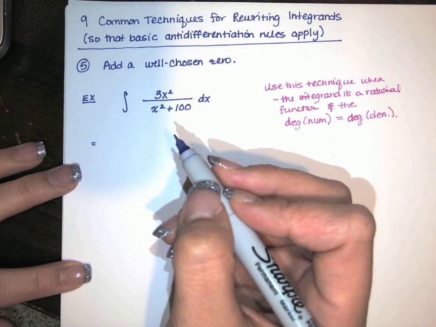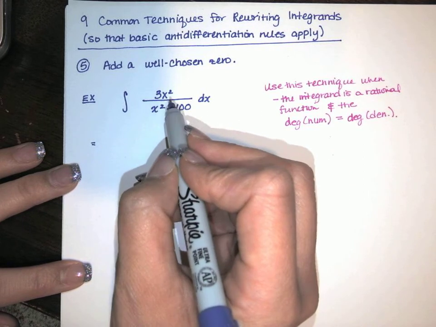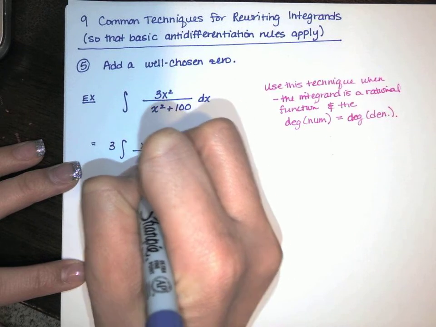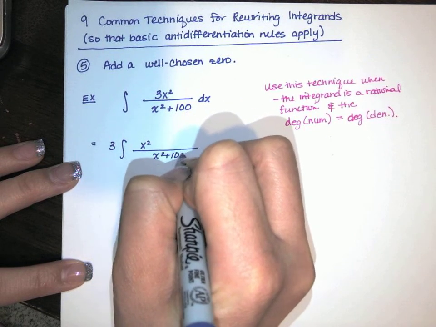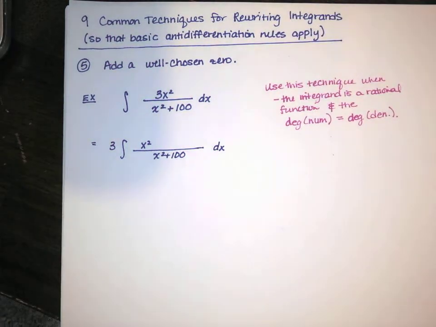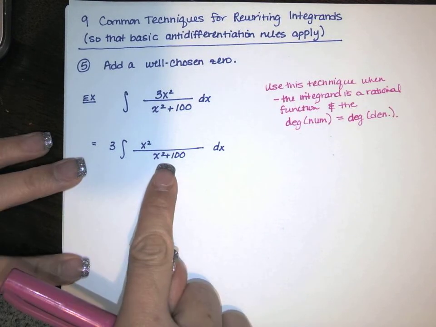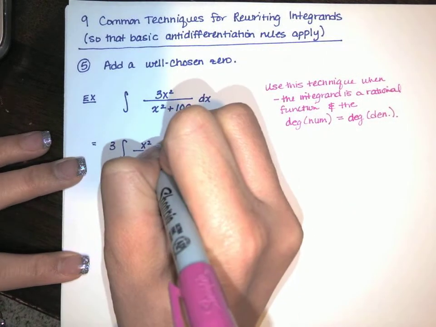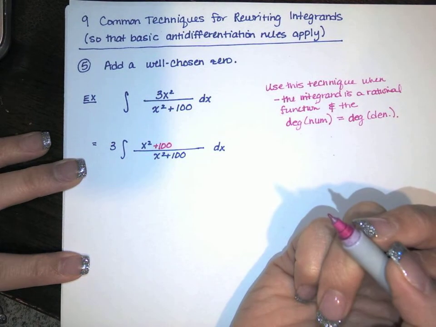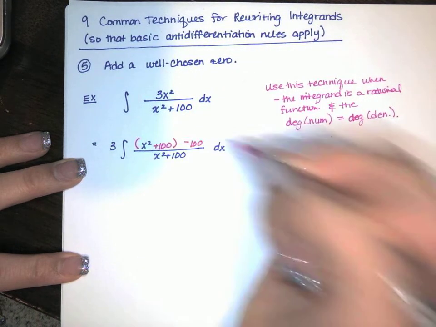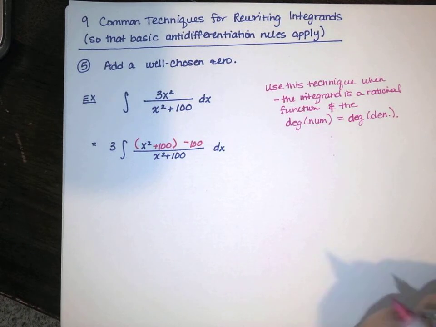The first thing you want to do with the well-chosen zero technique is factor out any constants. So I've got a 3 in front of the x squared, so I'm going to factor that out. And I'm leaving a bunch of space so that I can add and subtract exactly what I want to add and subtract. Now the idea is, I would really like to have an x squared plus 100 here, so it would cancel with this. So I'm just going to make it what I want it to be. It's x squared plus 100. That's totally fine, totally legal, as long as I also subtract 100. And now all I've done is add 0 to the whole thing.